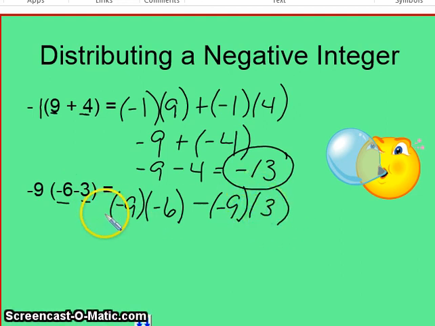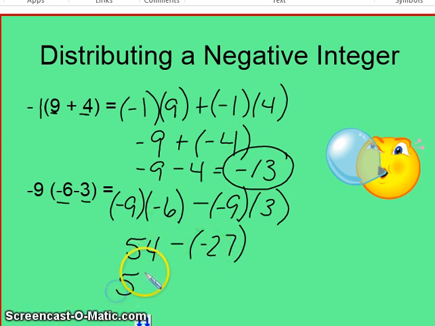Then I'll follow my order of operations. So negative 9 times negative 6, I know a negative times a negative is a positive, and 9 times 6 is 54. And I've got minus negative times a positive is going to give me a negative, and 9 times 3 is 27. Now here I'm subtracting a negative, and when I subtract a negative, that's the same thing as adding the opposite. So I'm actually adding 27.